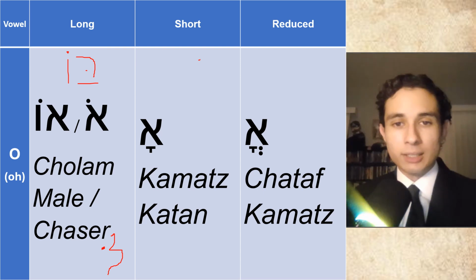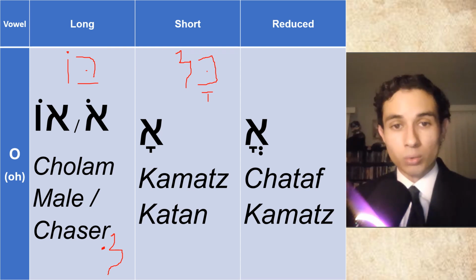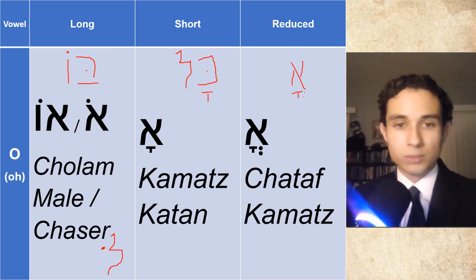And then, as I mentioned, in the word kol, if you see this, you might think it's kal, but it's not. It's kol. Kol is always going to be the word for all. And then finally, we'll just leave it as the aleph for the chataf kamatz, just an O.